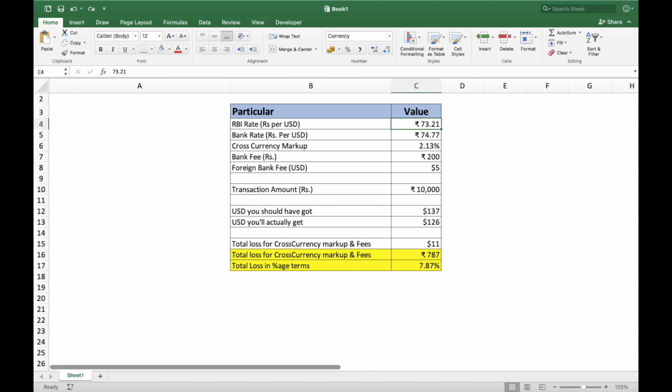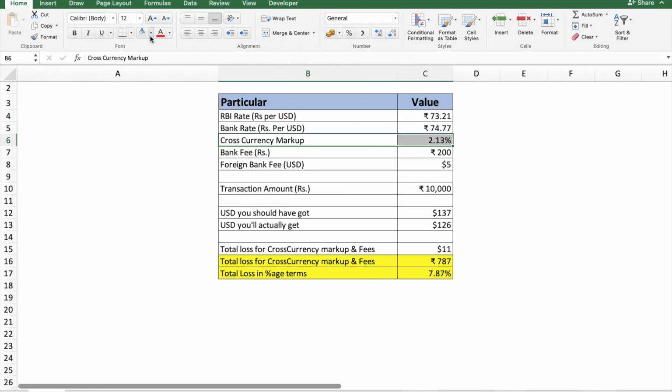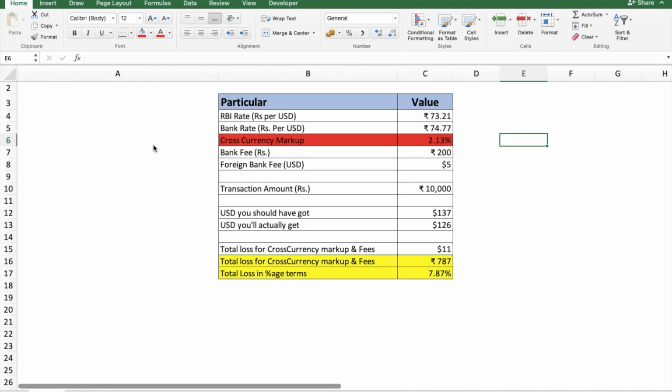It's the return you get on the S&P 500 in a whole year, and people are okay letting this much money go in just one transaction. So the main point to remember here is that cross-currency markup is the main culprit which gives you the most loss for larger transactions, while for smaller transactions, both cross-currency markup and transaction fee give you substantial losses.